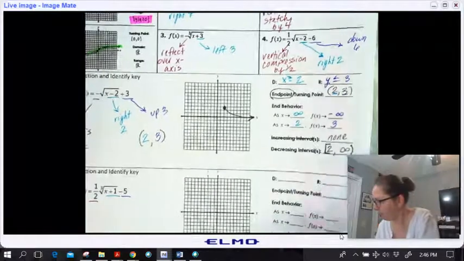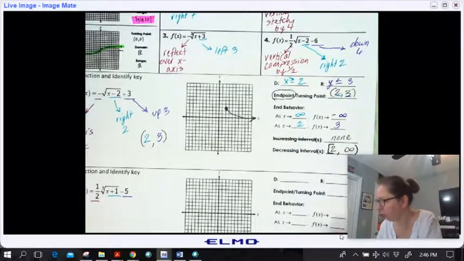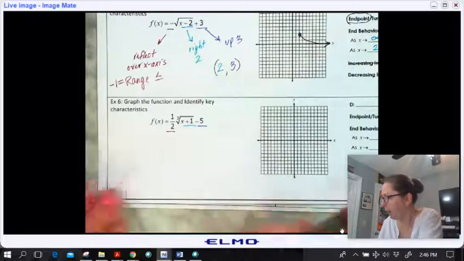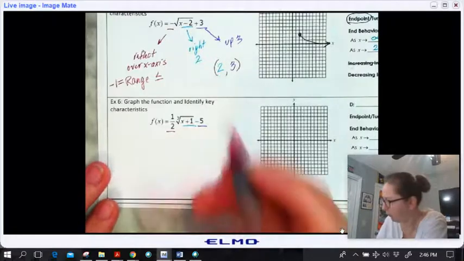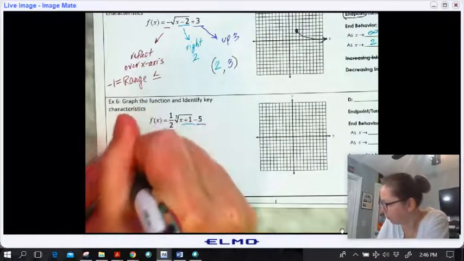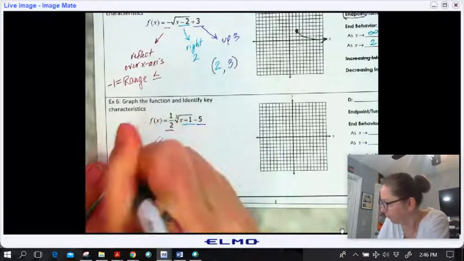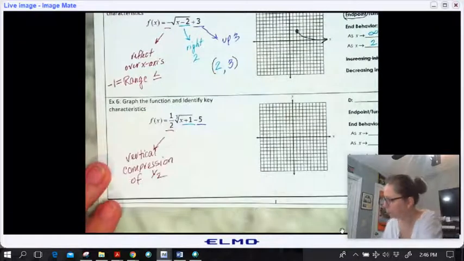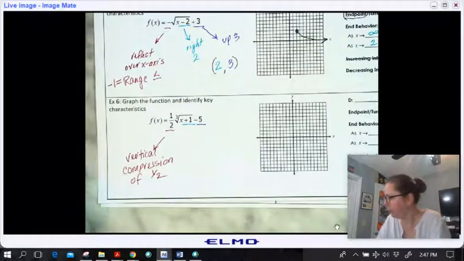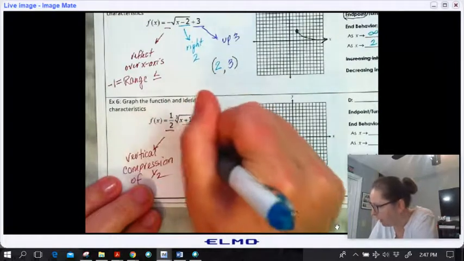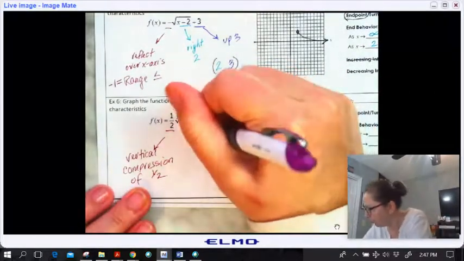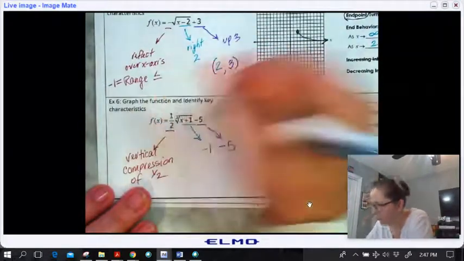All right. So that is a square root function. Let's look at a cube root function. So again, I'm going to identify the same features. This is a positive value, but it is a compression of 1/2. So it's going to take the function and kind of squish it down. That's all that means. My turning point in this situation will be (-1, -5), and I get those values from here.